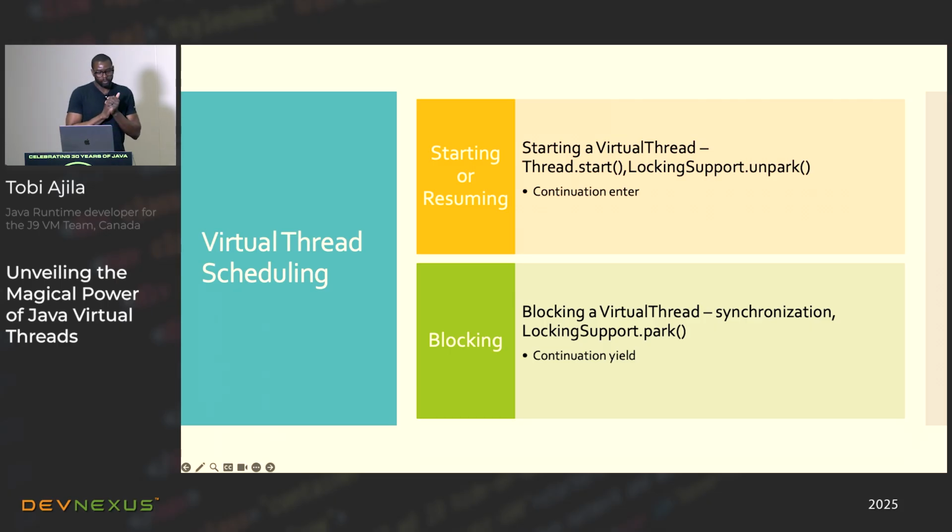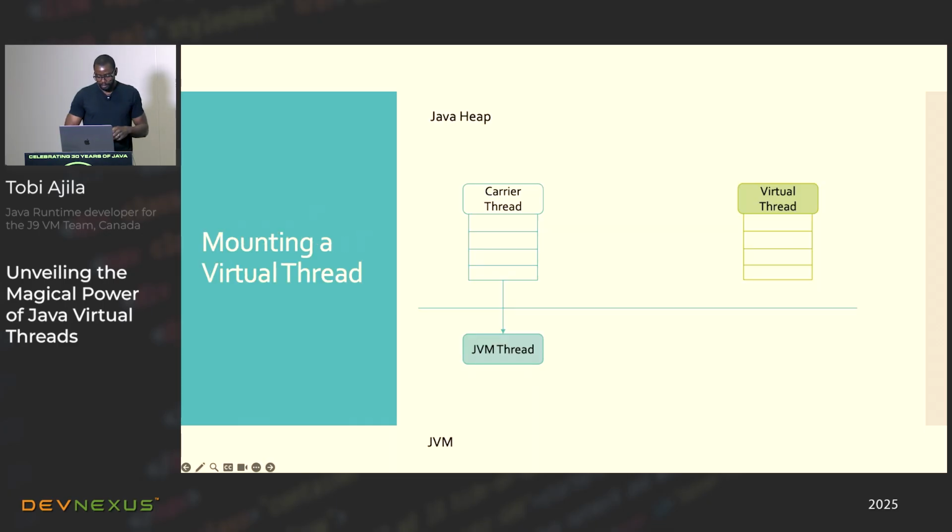So when starting or resuming a virtual thread, what's going on internally is that the continuation is entering execution, and this is what facilitates mounting the virtual thread onto a carrier thread. And then blocking is when the continuation is yielding, so it's yielding its execution. So we're going to look at how this works.